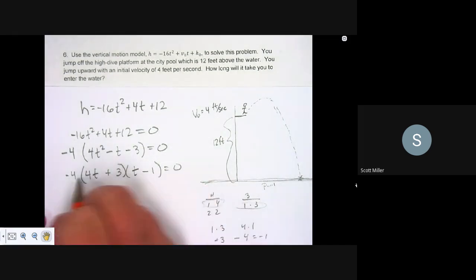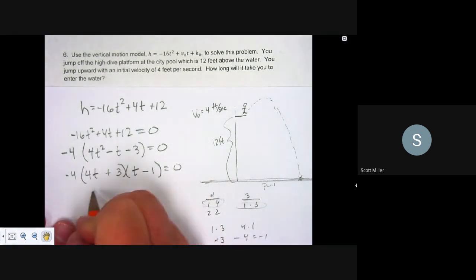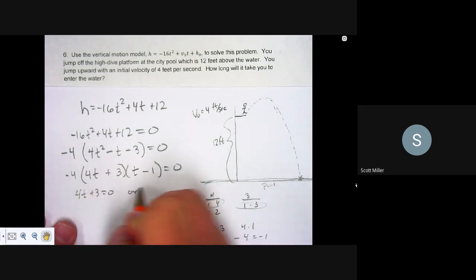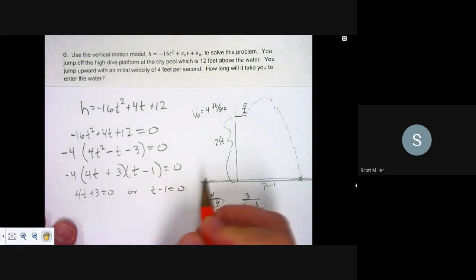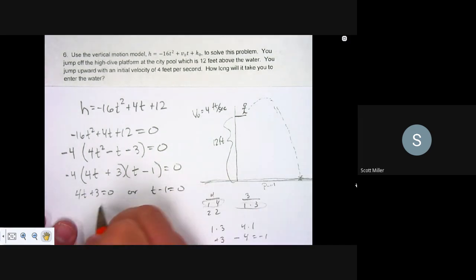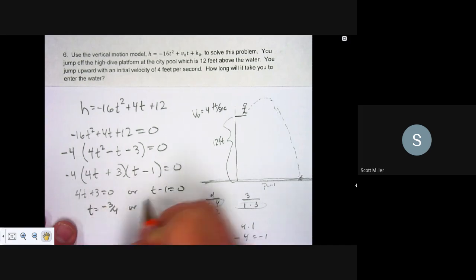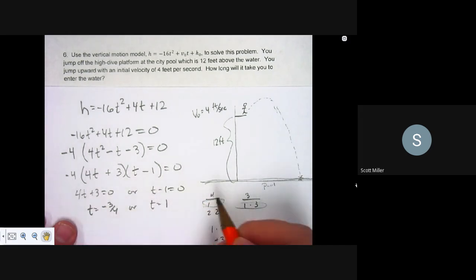Because it's equal to 0, these two factors can be equal to 0. This is never going to be a 0. So I have 4t plus 3 equals 0, or t minus 1 equals 0. Solve each of these out. Subtract the 3, divide by 4, so t will be a negative 3/4, or t will equal 1.